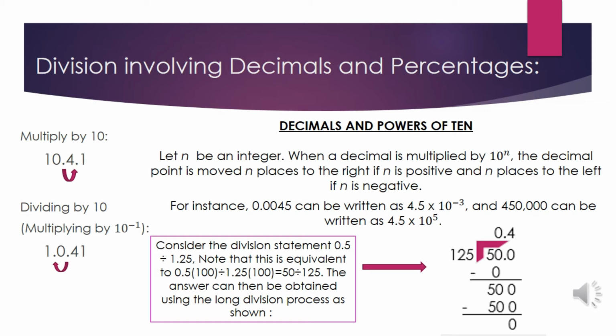Ma'am, how is this movement of the decimal point relevant when dividing decimals? Well, consider the division statement 0.5 divided by 1.25. Note that this is equivalent to 0.5 times 100 divided by 1.25 times 100. This is equal to 50 divided by 125. So, the answer can then be obtained using the long division process, as shown on the screen.